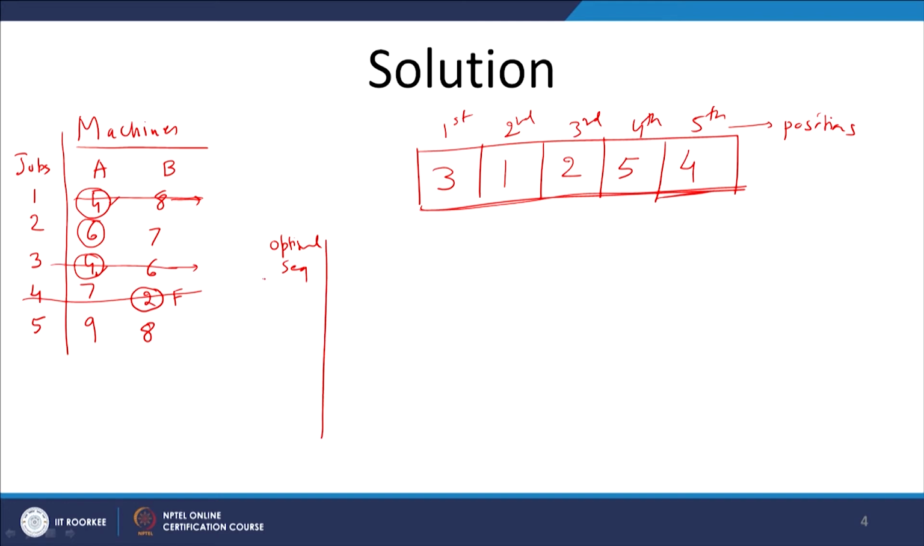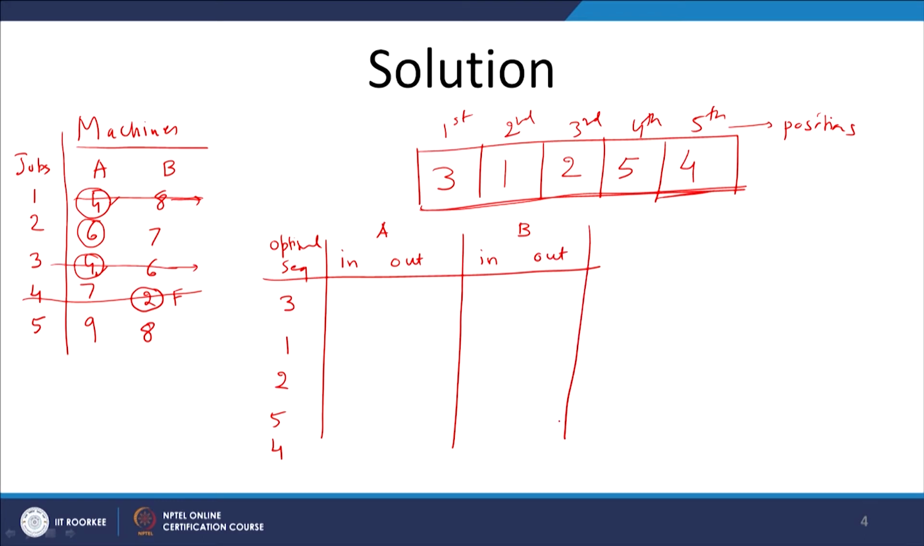So, what is the optimal sequence which we have just now found out? It is 3, 1, 2, 5 and 4. And for the A machine, we have to look at the time in and the time out, and similarly for the B machine, we have to look at the time in and the time out. So, remember how we did this before?